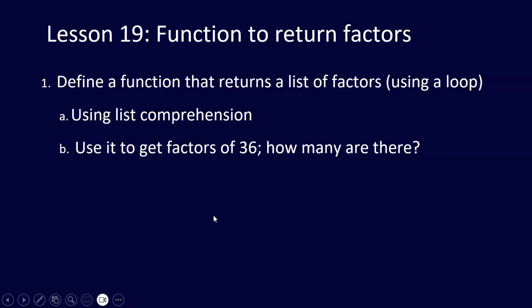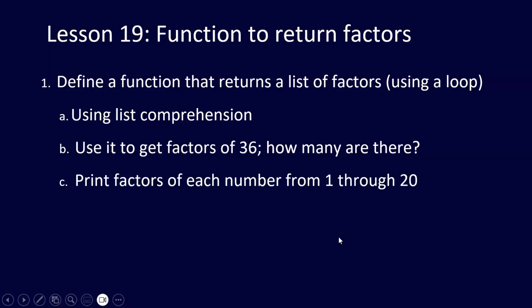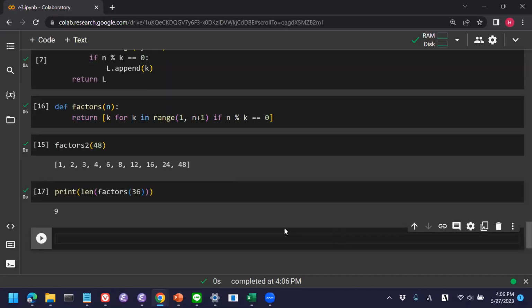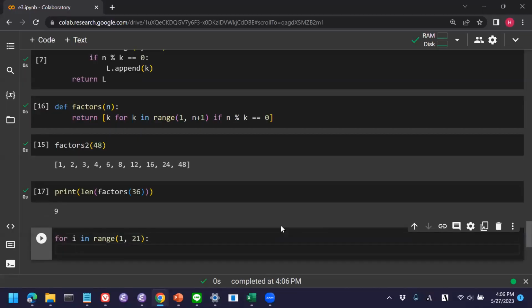Good. What's next? Print factors of each number from 1 through 20. Okay, can you try it? Print one by one. Okay. Let's do it. It's simple, right? For i in range 1 through 20, right? So I write 21 here. And then print. Maybe, to make it more readable, we can use an f-string to write this way.